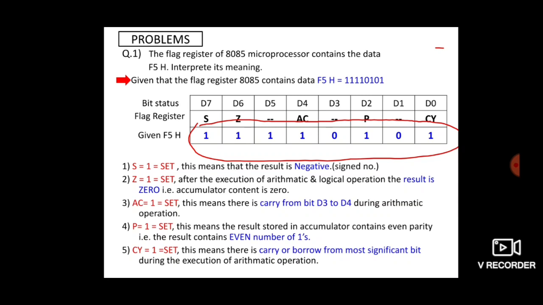Means if the most significant bit 1 is created, a carry is created, and at that time the carry flag is set. Understood, student? How is a flag set or reset? Now see one more example. This is another example based on the 8085 flag register.